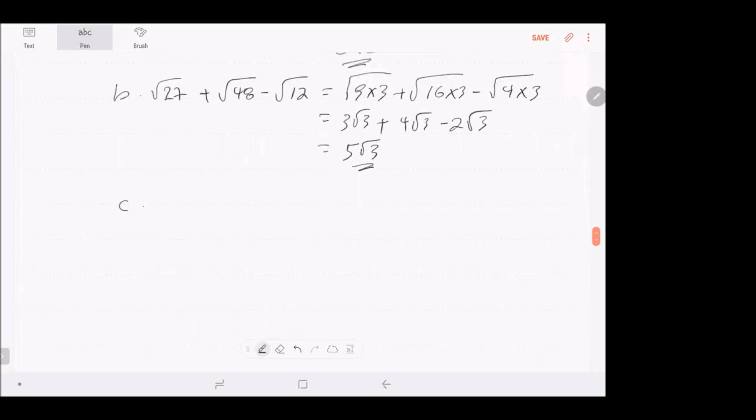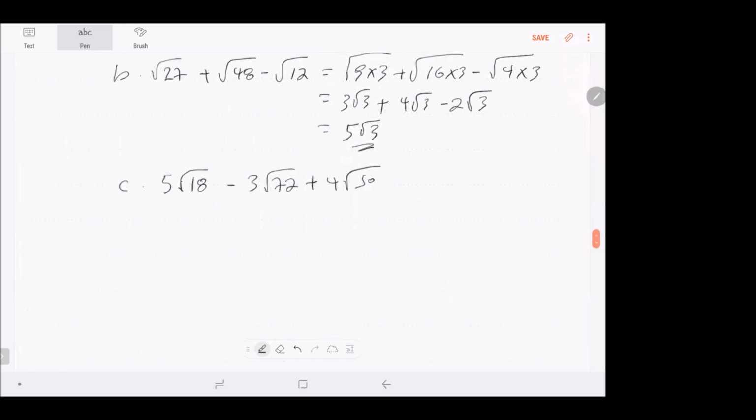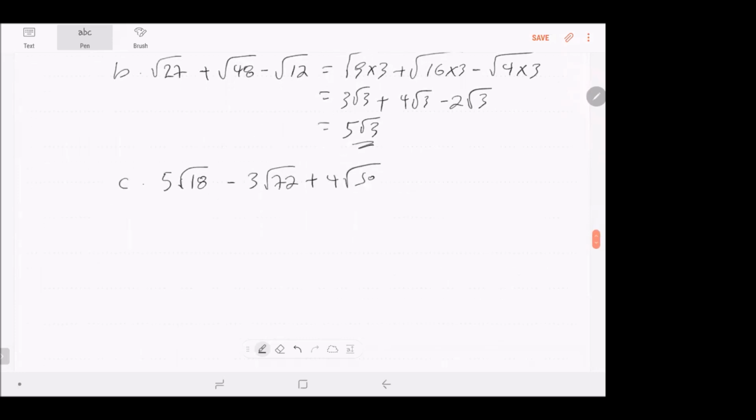Okay, see, 5 times the square root of 18 minus 3 times the square root of 72 plus 4 times the square root of 50. So once you get the points, the procedures, they are similar. To simplify such kind of expressions, very simple task.